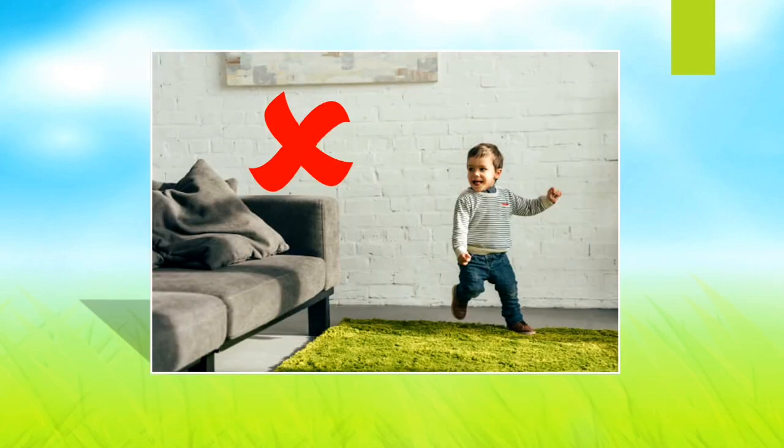We have here the next picture. In this picture, you can see a boy running in the living room, but there is an X there, meaning he cannot run in the living room. So we will use the subject pronoun I.